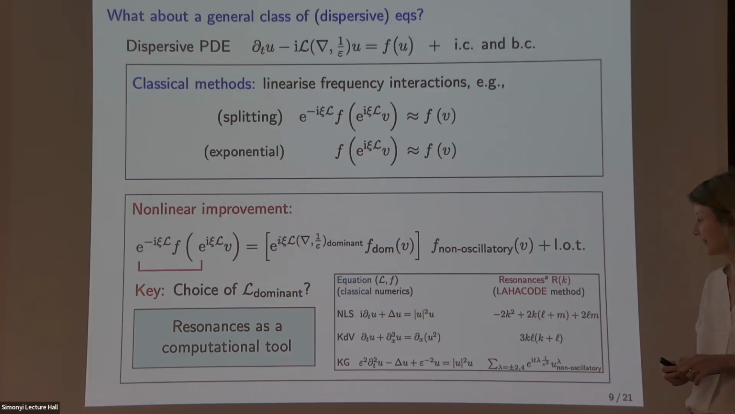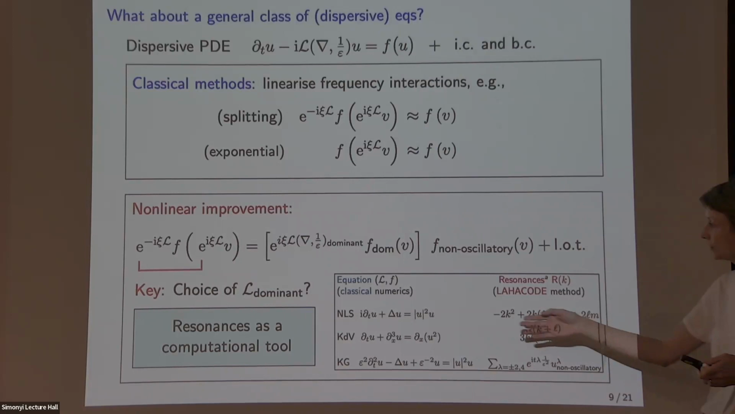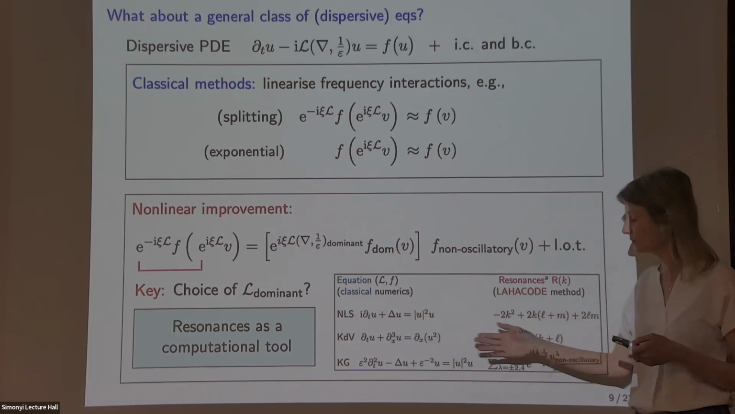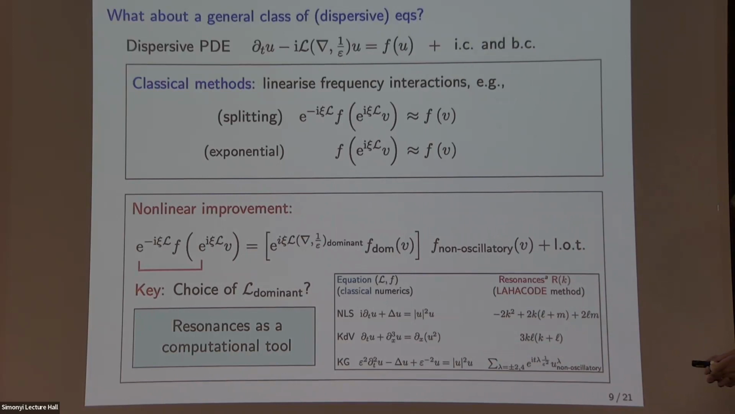And so this is somehow the idea, the strategy of this approach. Here I wrote down the equations and on the other side the resonances. So instead of discretizing the equation directly, we develop numerical schemes based on the underlying structure of resonances. Okay, so maybe now I can show a movie if I have time.